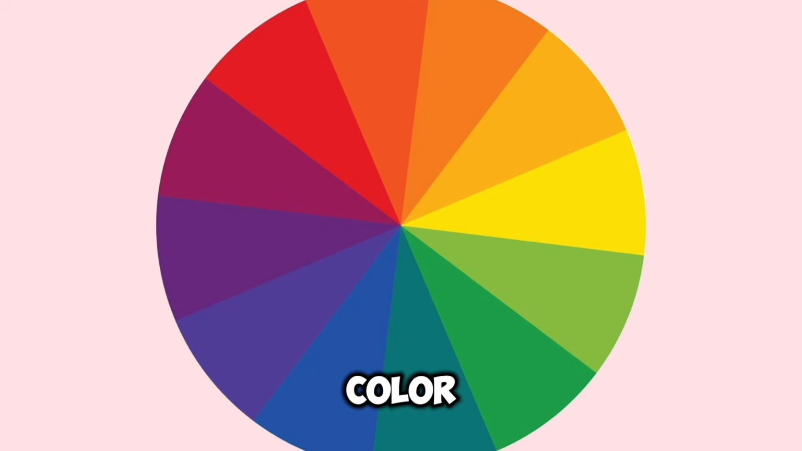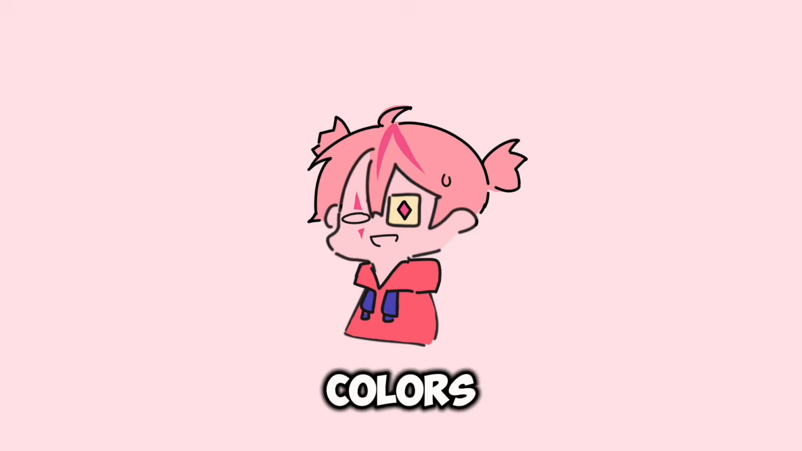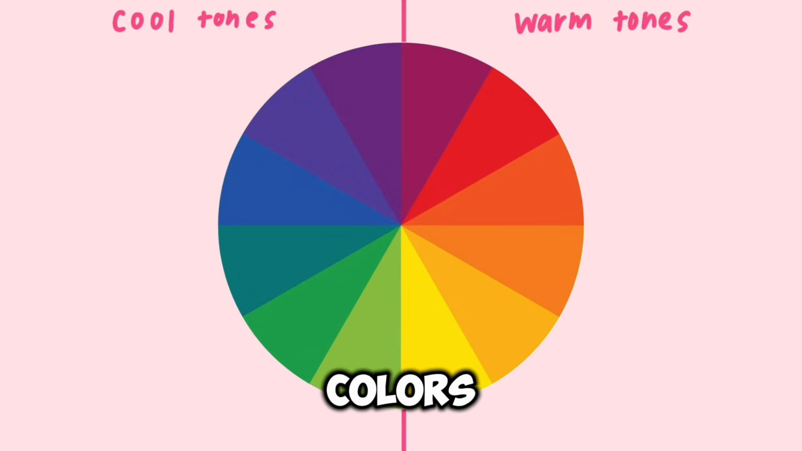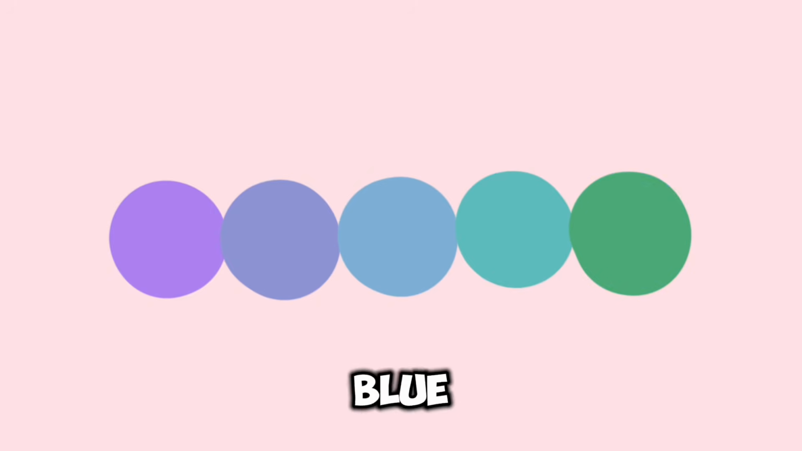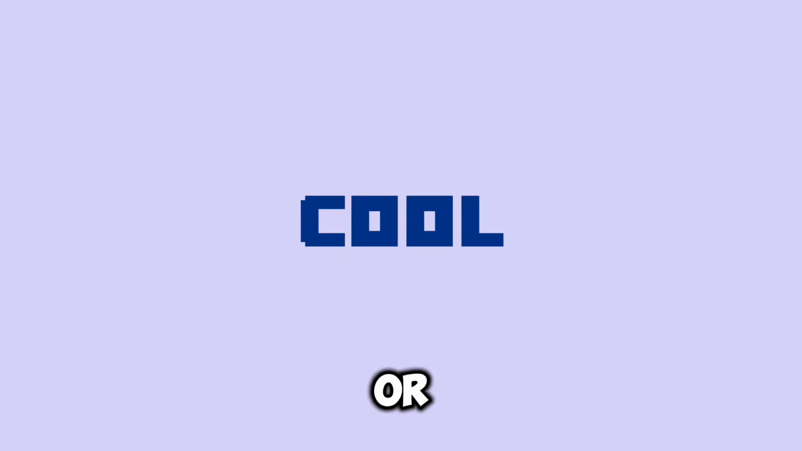Color wheels. Now it's time to start picking colors, but how do you do that? Well, there are a few principles I like to stick to. The color wheel is composed of cool and warm colors. Cool colors are colors with a blue tint, and warm colors, well, they have a red tint. Before I start coloring, I like to decide whether I want my overall drawing to be cool or warm-toned.